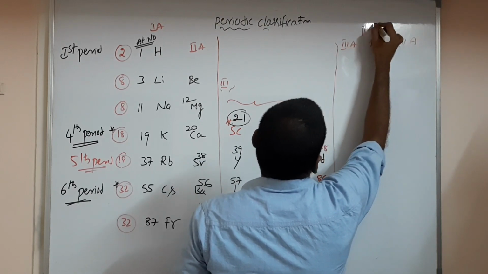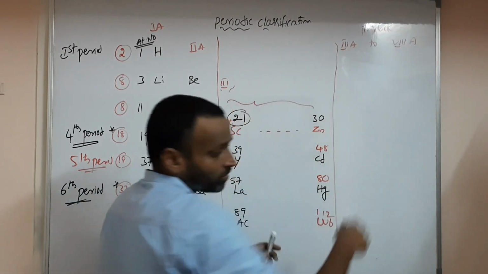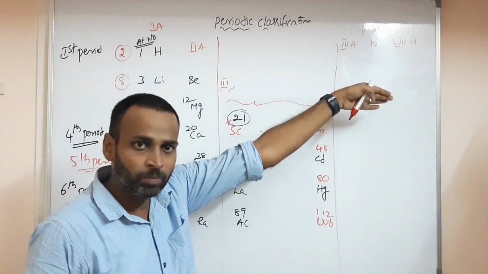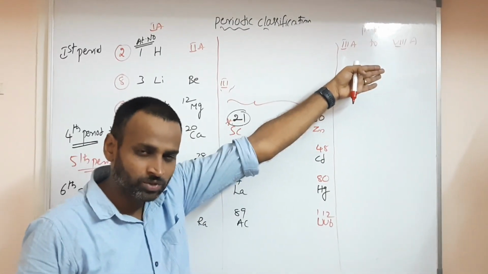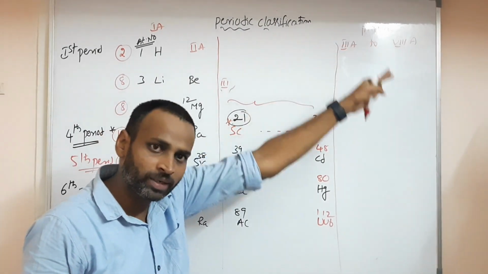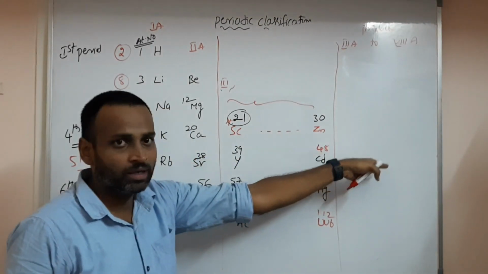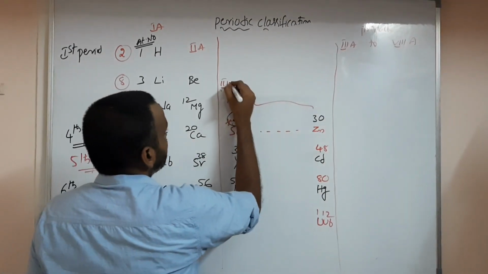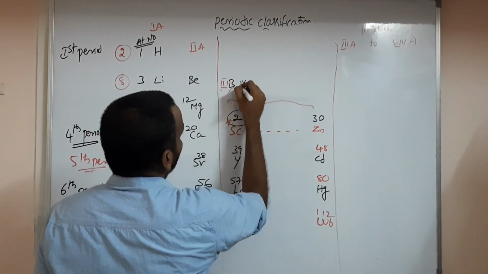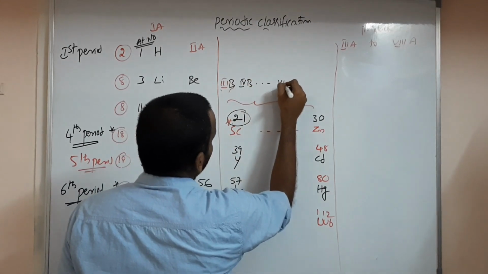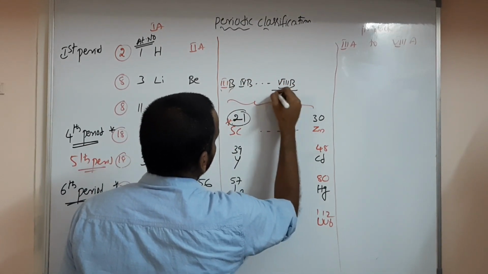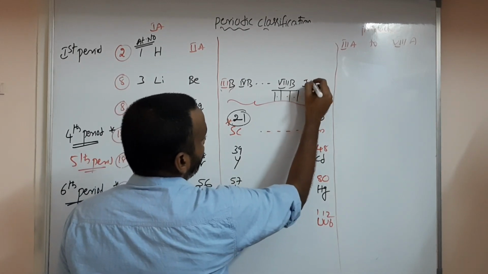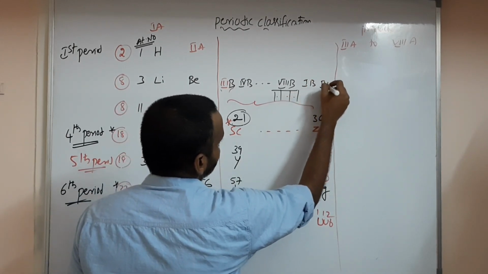These are called P block. P block atomic numbers you can also find in the same manner: take the above period element's atomic number and add the below period's total number of elements. But here you have 3B, 4B and so on up to 8B, sir. 8B consists of 3 groups, 1, 2, 3 like this, and then 1B and 2B.